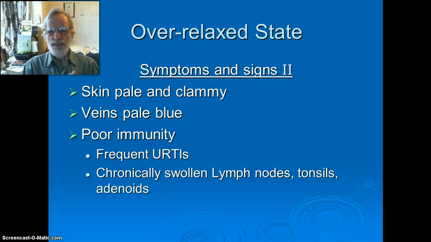The skin is pale and clammy. Veins are pale blue as opposed to vivid blue or purpley blue, so paler than that. The immunity is poor, so there's frequent upper respiratory tract infections, chronically swollen lymph nodes, tonsils and adenoids.